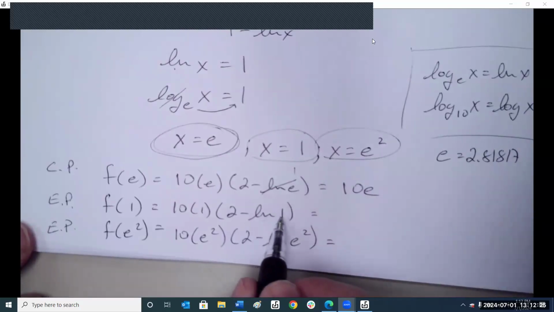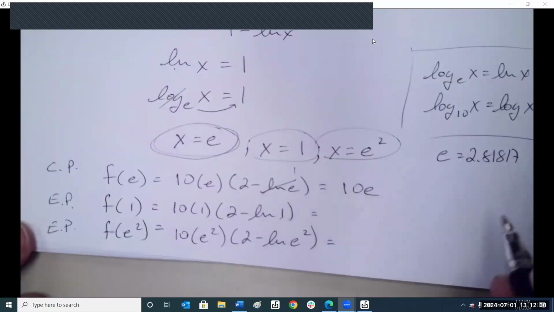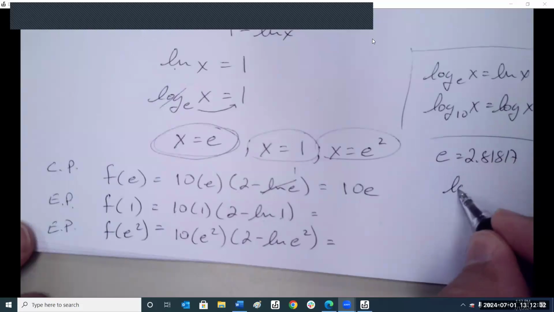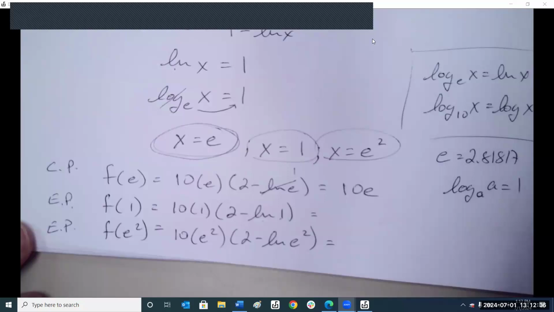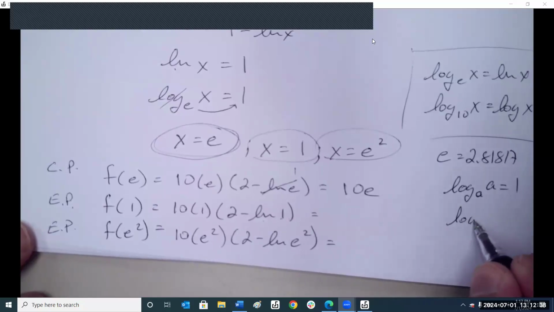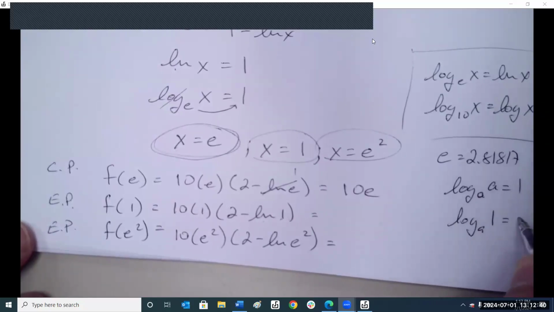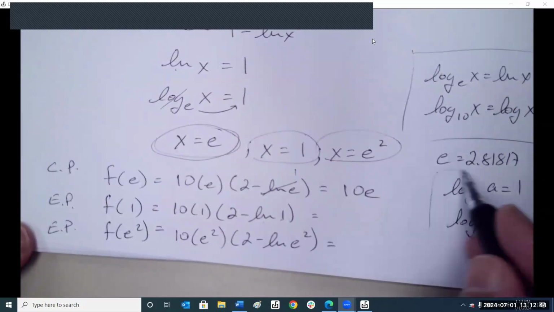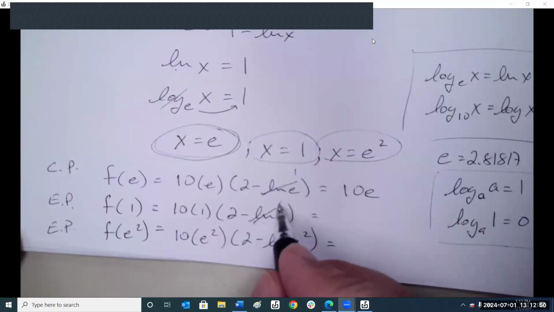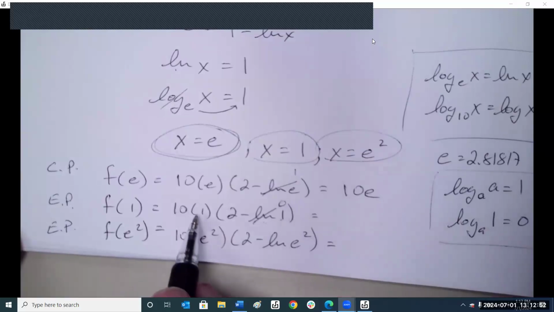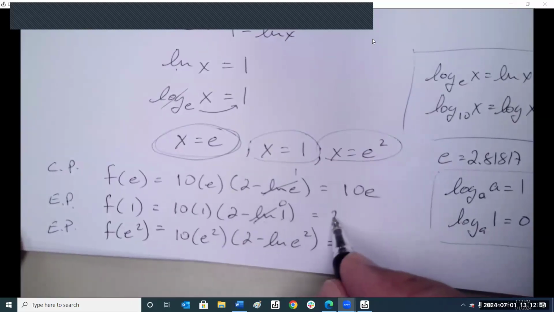What is ln 1? Log base a of a is equal to 1. Log base a of 1 is equal to 0. These are the general rules. So this is log base e of 1, so this one equals 0. 10 times 1 is 10, times 2 is 20.